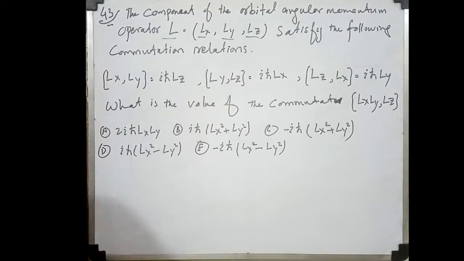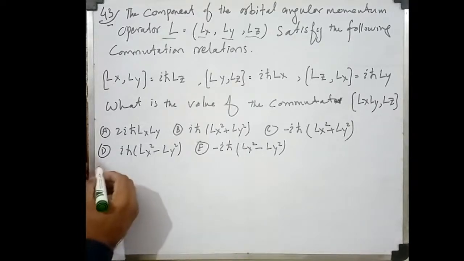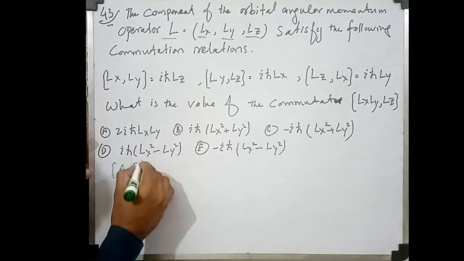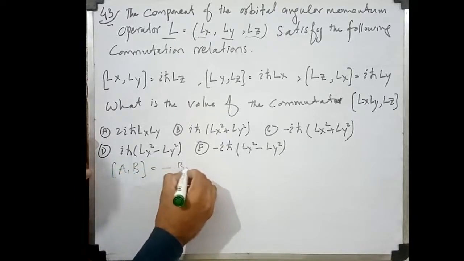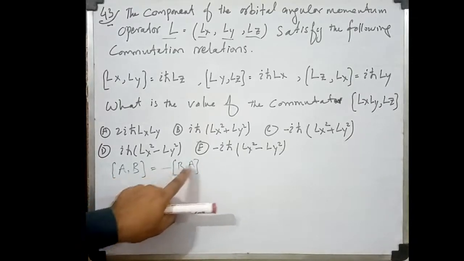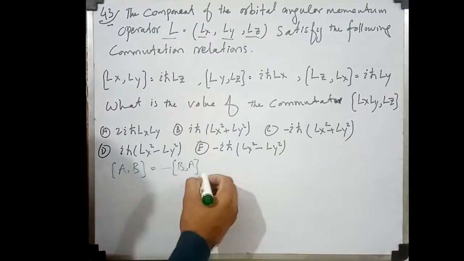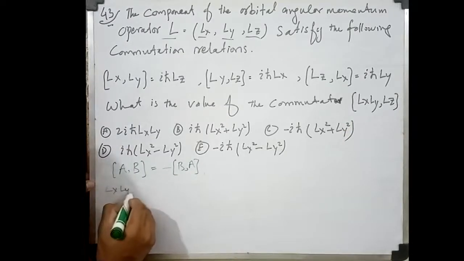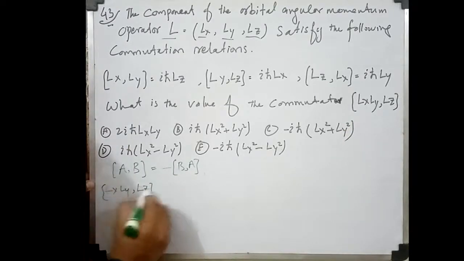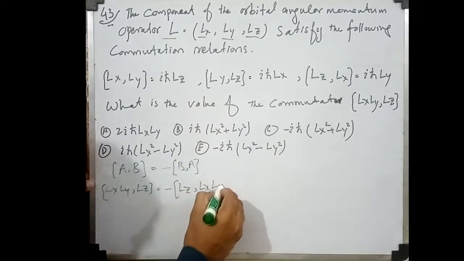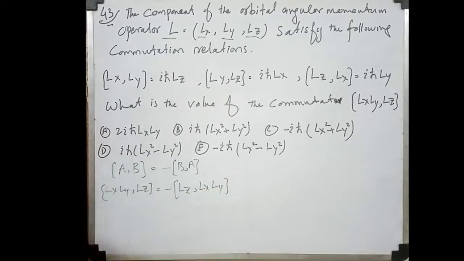First of all, we know that the commutator of any two components is negative if we interchange their places. The commutator [A, B] is equal to minus the commutator [B, A], and so if we take this commutator as [Lx, Ly] with Lz, this will become equal to minus of Lz with [Lx, Ly]. So first of all, we are using this relation for the commutation.